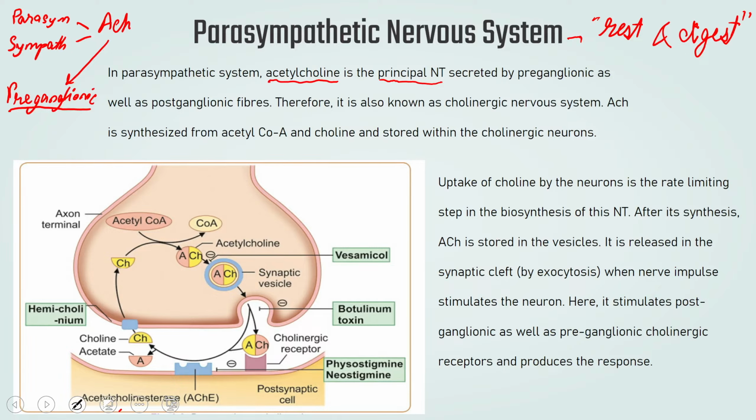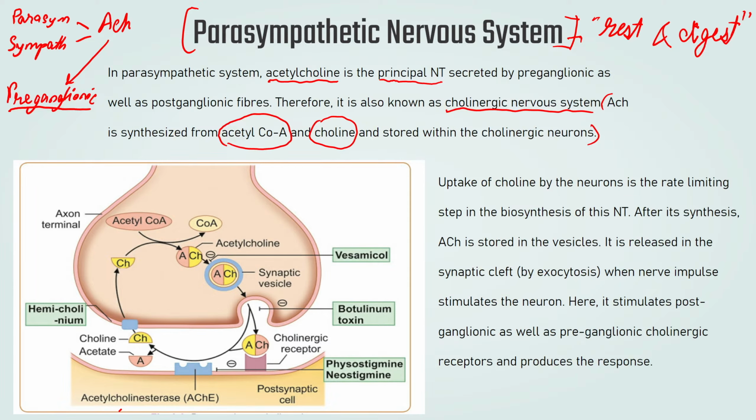So coming back to our parasympathetic nervous system. Since acetylcholine is the principal neurotransmitter here, it is known as a cholinergic system, or the cholinergic nervous system. Now, how is it synthesized? Acetylcholine is synthesized from acetyl coenzyme A and choline.